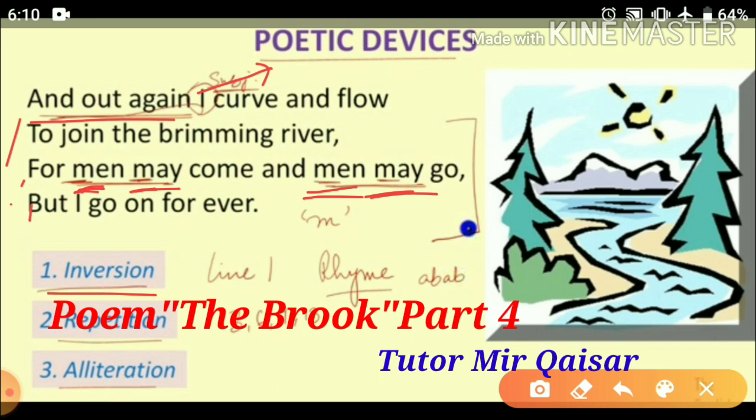And the rhyme scheme is the same, A B A B. The same rhyme scheme has been followed throughout the poem. Flow, go, river, ever. These are the rhyming words. This is the rhyme scheme of this poem.